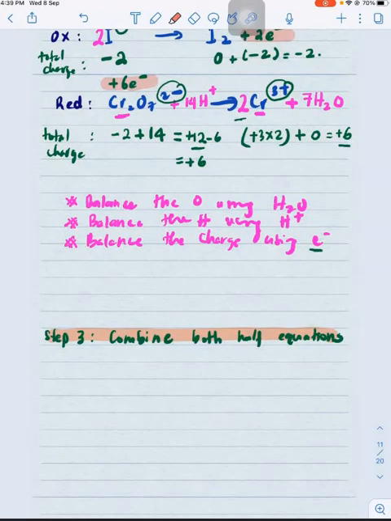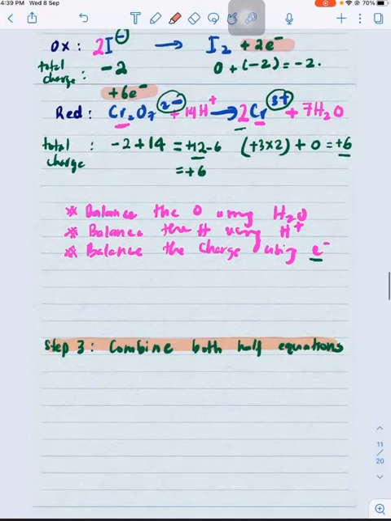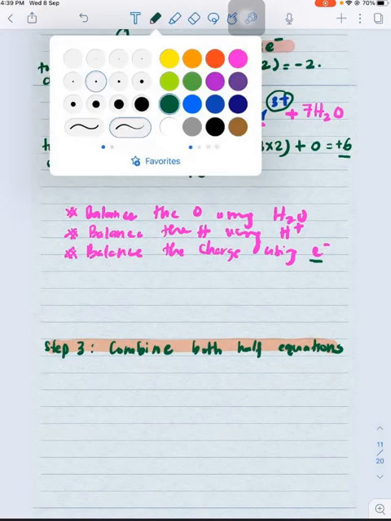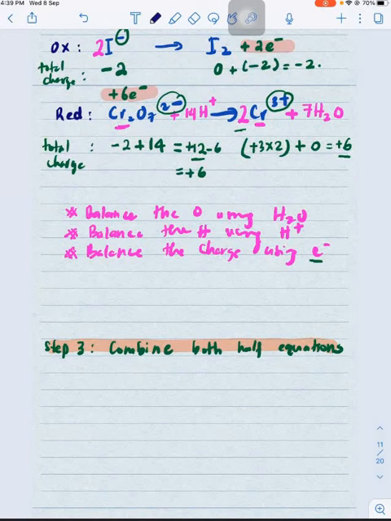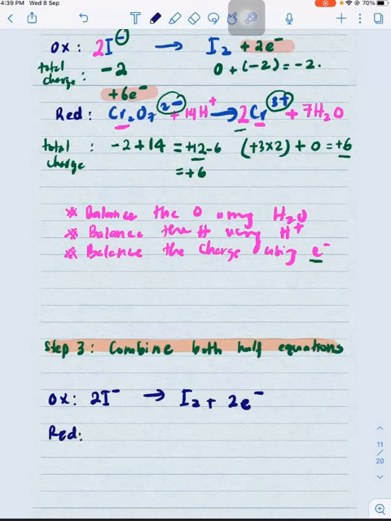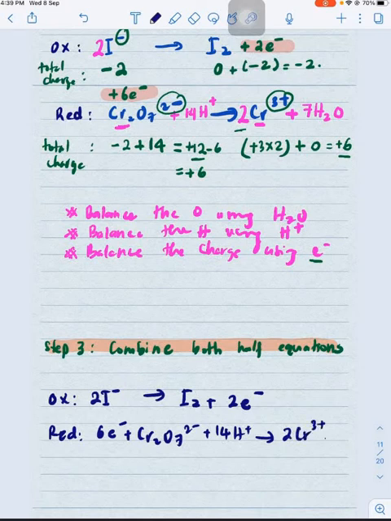So selepas kita dah selesai kat sini, meaning that it's time for us to combine. Almost done. Tapi kita kena combine balik. So oxidation tadi 2I minus produce I2 plus 2e, lepas yang kita dah balancekan tadi. Lepas tu reduction pula, kita ada 6e plus Cr2O7 2 minus plus 14H plus to produce 2Cr3 plus 7H2O. Okay. Tapi fahamlah bahawa hujung tu 7H2O. Okay. So sekarang kita nak combine dua ni.